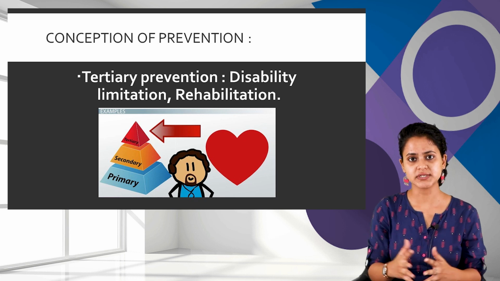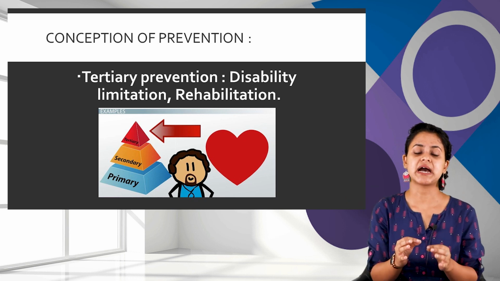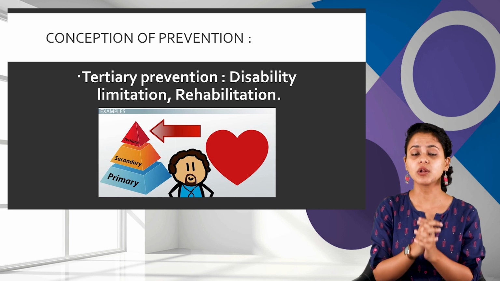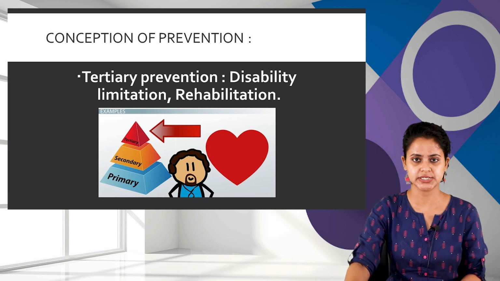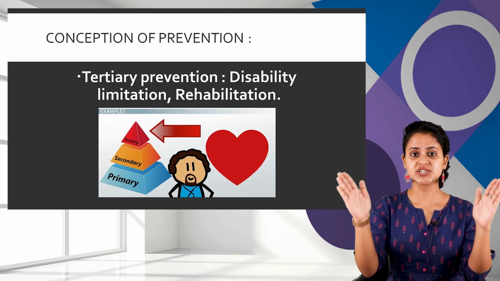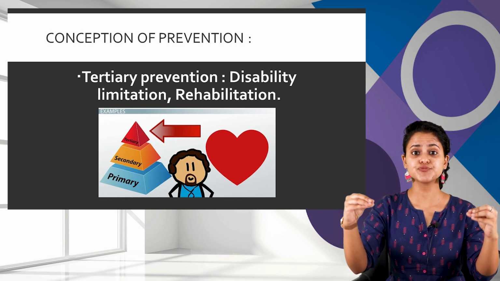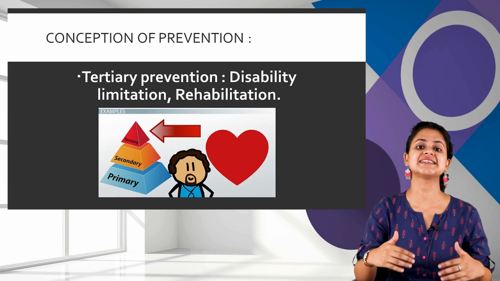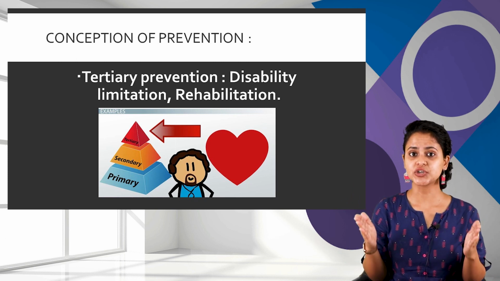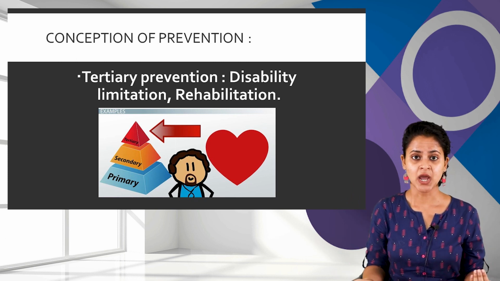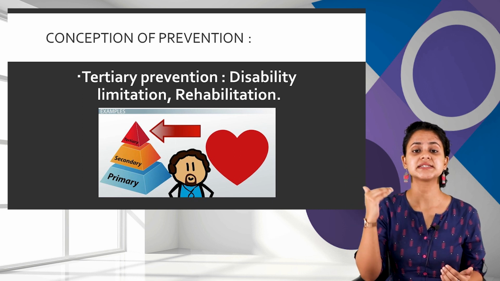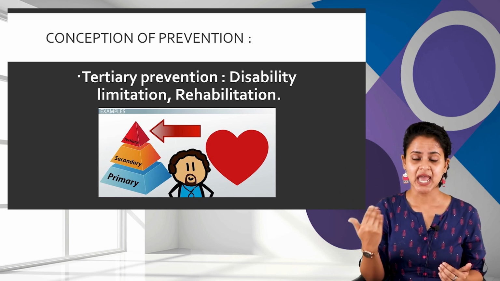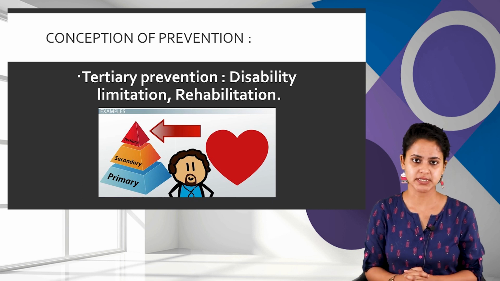Here, our focus will be on minimizing the disability, and also we will be providing rehabilitation care. So basically, through tertiary prevention, we will be trying to maintain the quality of life, even though the client is suffering from a chronic or acute illness. We will be trying to minimize the development of disability, and we will also provide rehabilitative care.